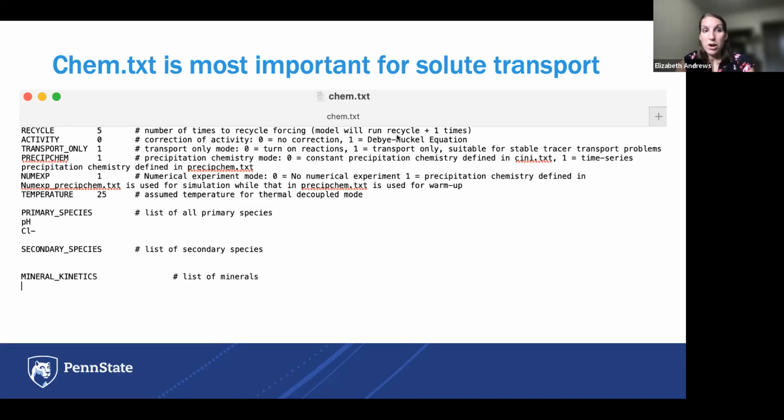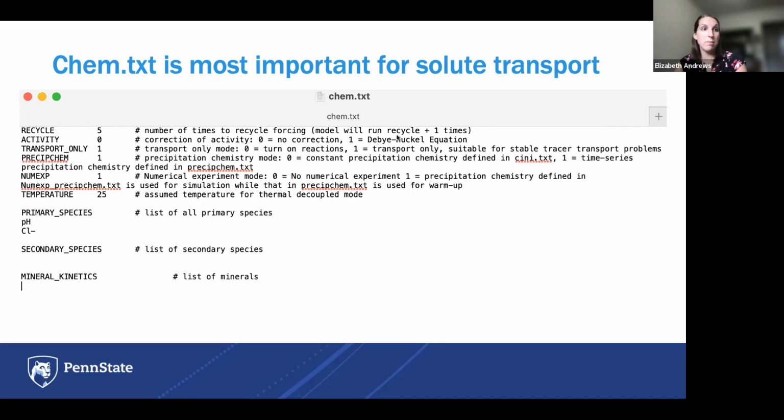The next line is numerical experiment, and that just says, do we want to change something in our chemistry file and run it as an experiment? So we've set that to 1 because yes, we would like to test some different things. And then temperature provides just 25 degrees C, and that is what it does all the calculations based at.